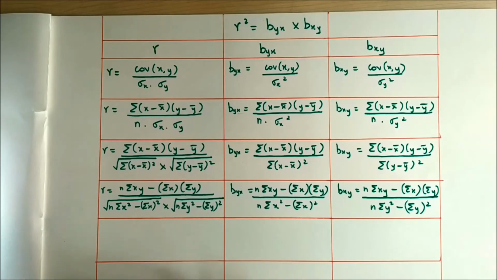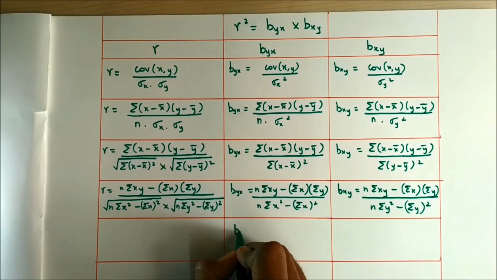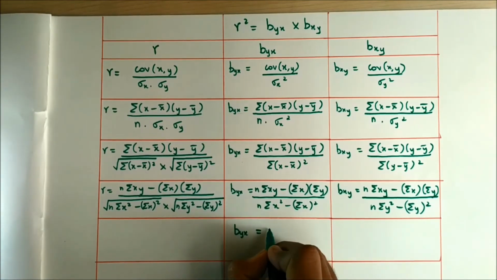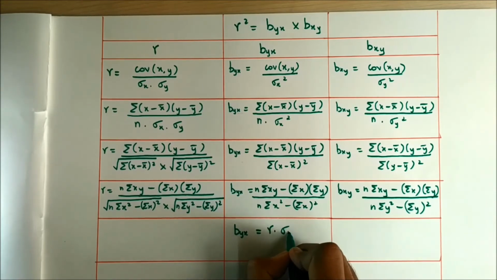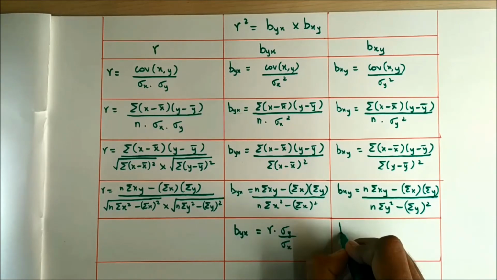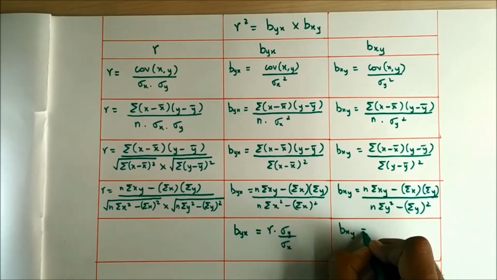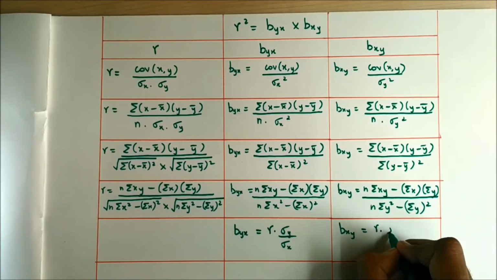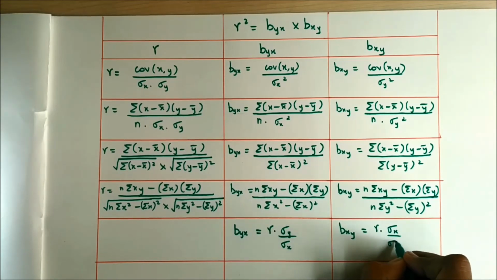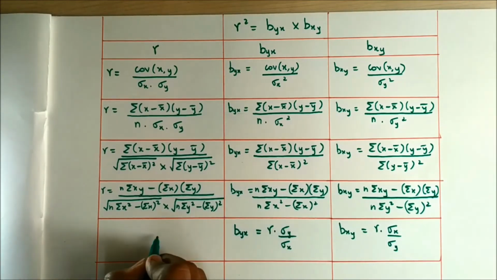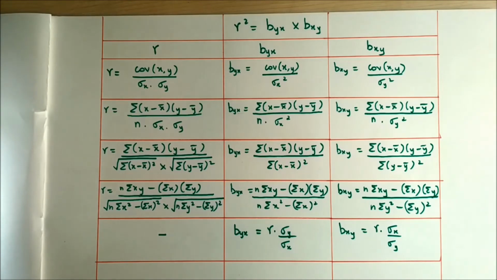Now there is one more formula for byx which we often use. Byx is given by r times sigma y upon sigma x. And for bxy we have r times sigma x upon sigma y. So these are the formulae for byx and bxy.